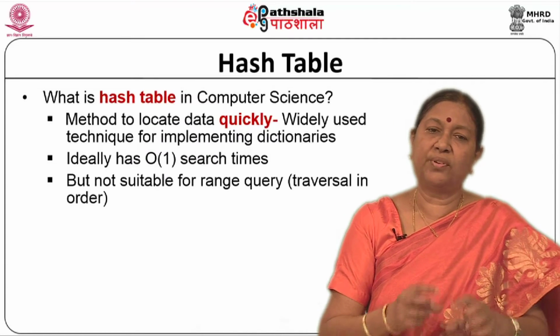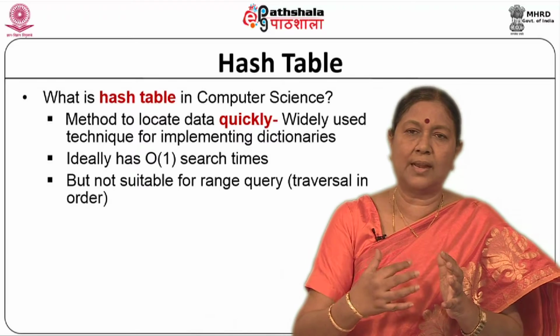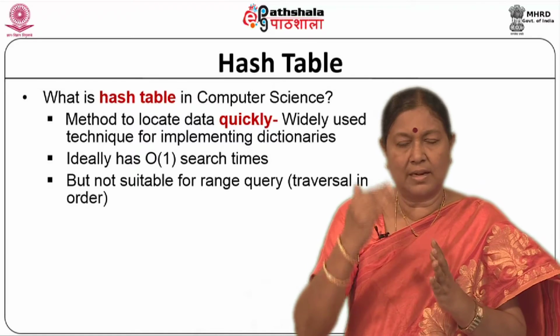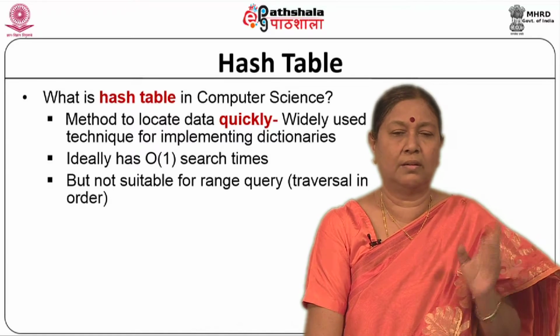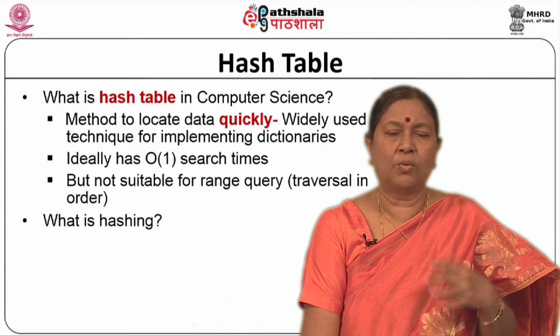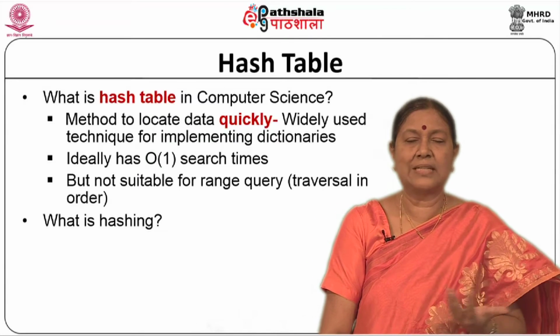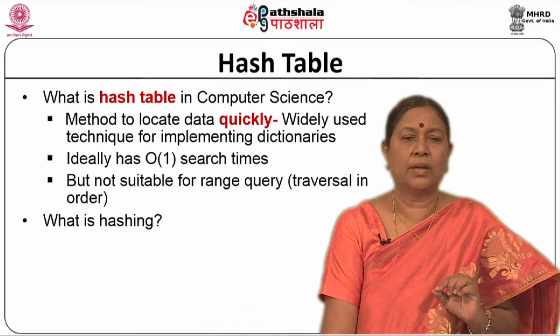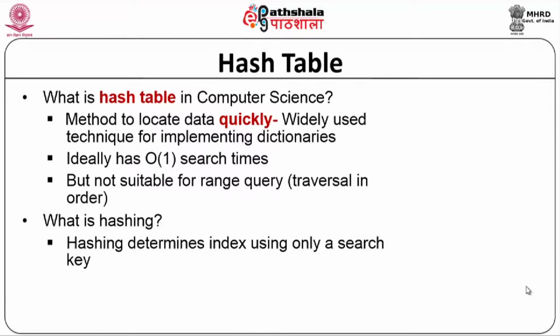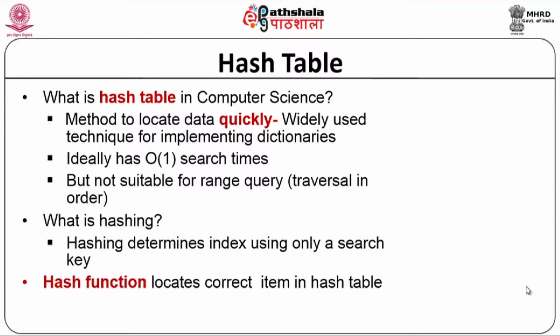It is not suitable for range queries, because you are not sure that all the elements will be stored contiguously. So, that way it is not suitable for range queries. So, what is this hashing? Though we have discussed a little bit in the previous module, hashing determines the index using only a search key. So, hashing uses an index of a search key, and a hash function locates the correct item in the hash table.